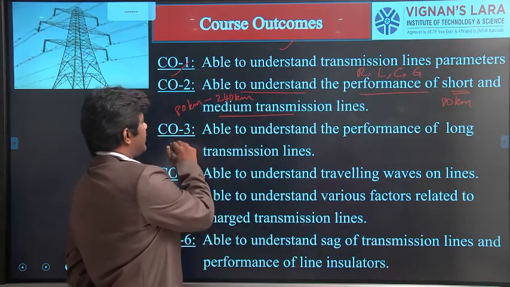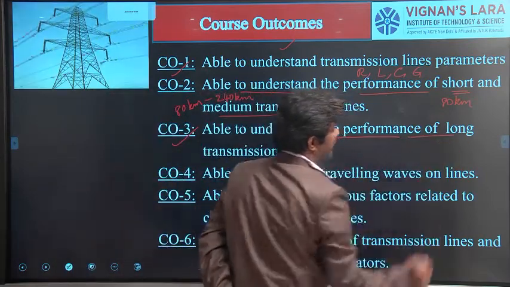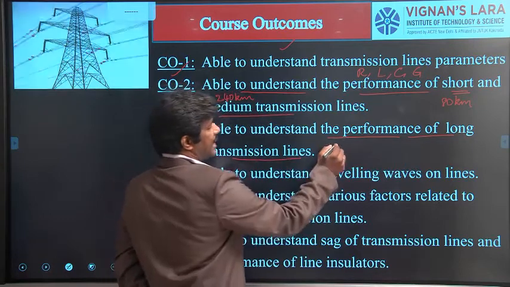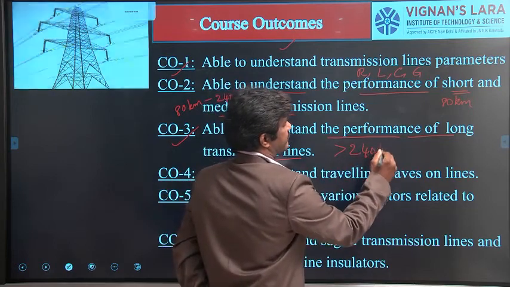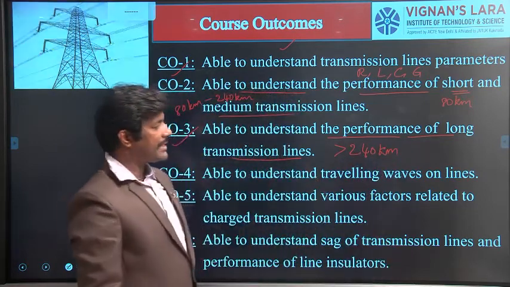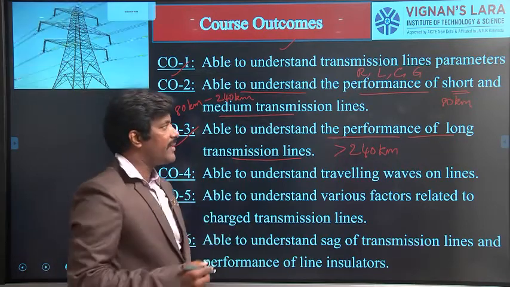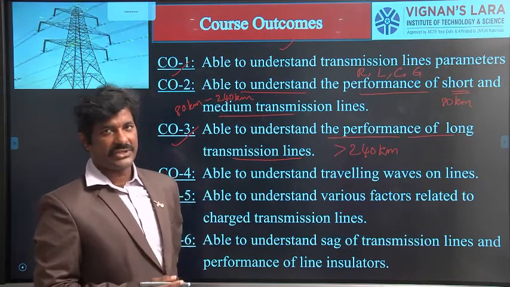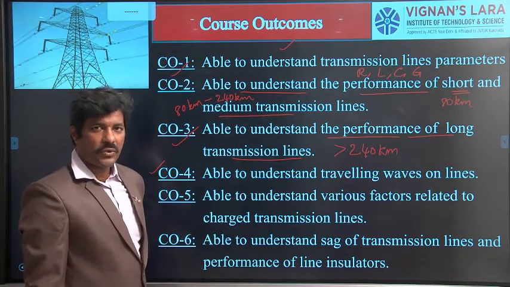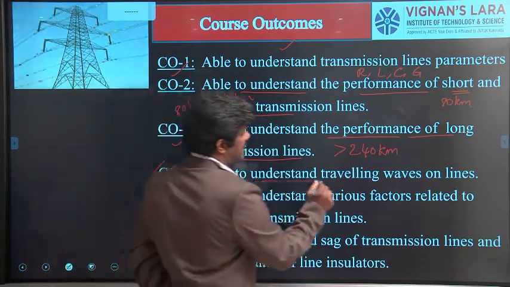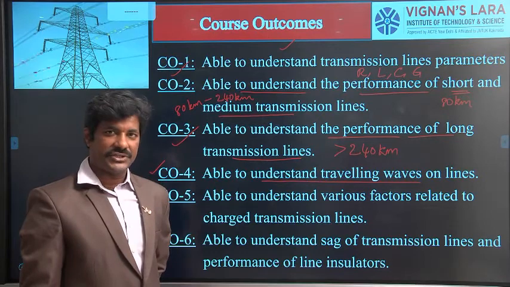And coming to course outcome 3 from the third unit, the same performance can be evaluated for long transmission lines. These long transmission lines are those whose length is greater than 240 kilometers. So in the first unit we modeled the transmission line. In the second and third units we will learn how to analyze the performance of the short, medium and long transmission lines. After the completion of the fourth unit, we will get the fourth outcome, that is understanding the concept of traveling waves, which will be helpful for finding the transient behavior of the transmission line.